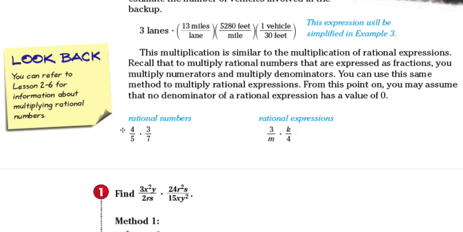So you have rational numbers such as 4 over 5 times 3 over 7. To solve 4 over 5 times 3 over 7, we simply multiply the numerators, multiply the denominators, and we end up with a product of 12 over 35. Now in terms of a rational expression, when you have 3 over m times k over 4, we simply multiply 3 times k all over m times 4. And that will give us 3k all over 4m.